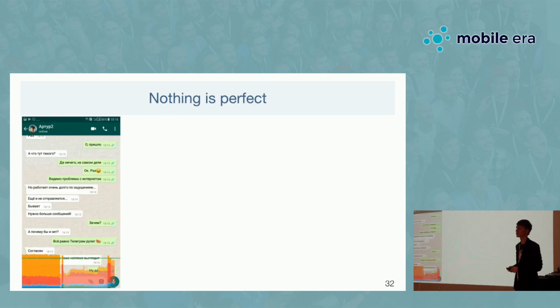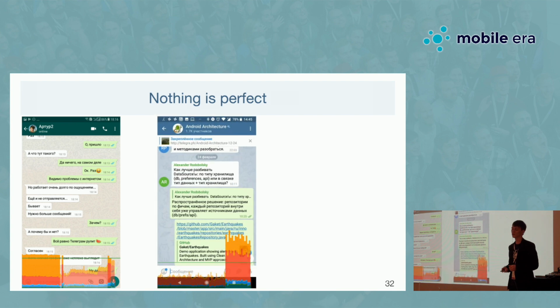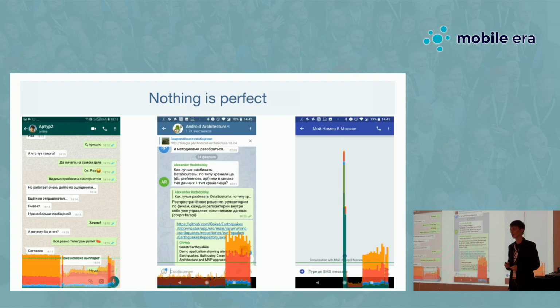And orange, we will discuss soon. And the interesting thing is that you can use this tool even for other apps, to understand how your competitors work, for example. Here we see WhatsApp, Telegram, and even the SMS app on my Pixel.